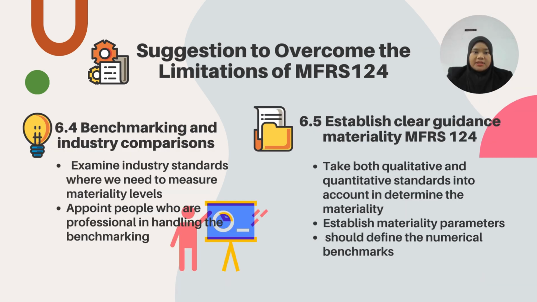Next, suggestions to overcome the limitations of MFRS 124 from my point in the previous video. The first point is benchmarking and industry comparisons. Compare the related party identification criteria to the norms and best practices of the industry to make sure that identification criteria are in accordance with the current norms and expectations. It can be helpful to compare practices with peers in the business, assuming industry standards, where we need to measure maturity levels in relation to industry norms and procedures. Consider industry-specific elements that could affect the importance of related party connections and transactions.